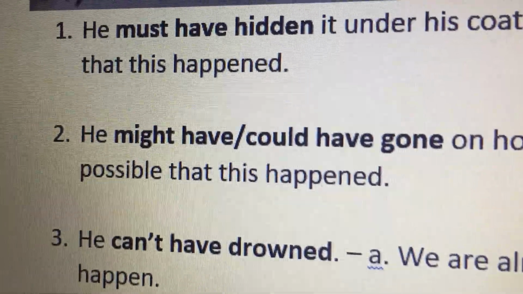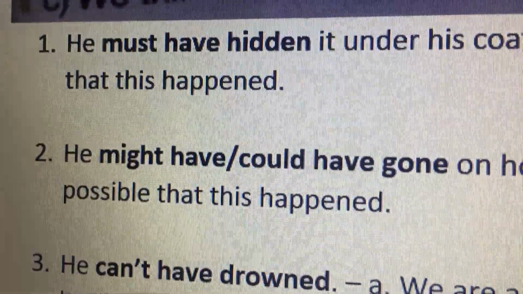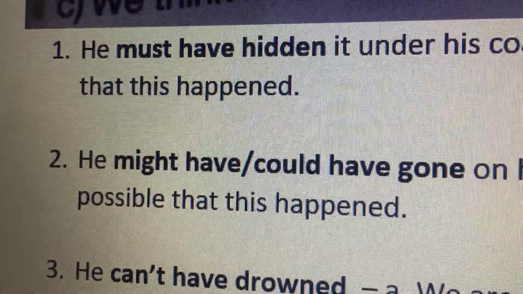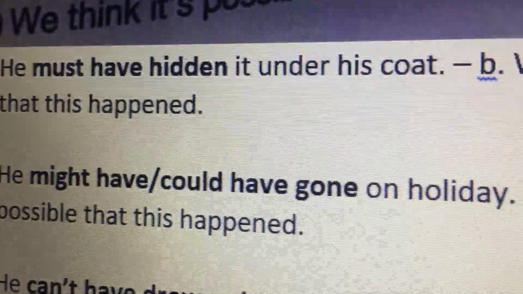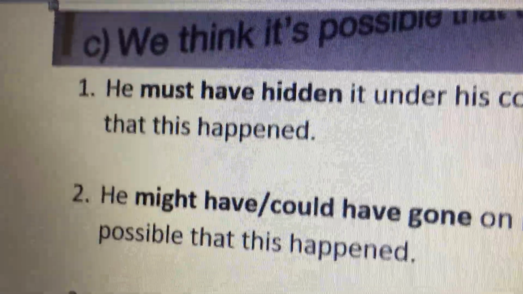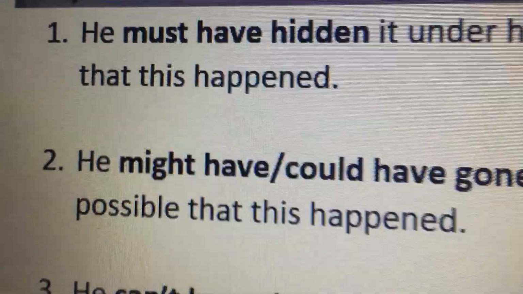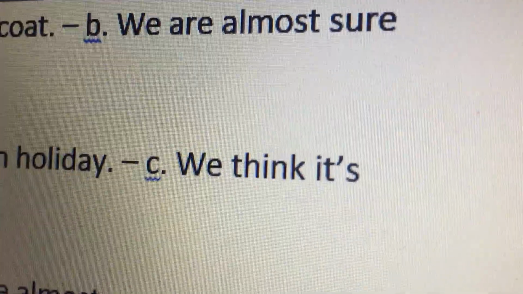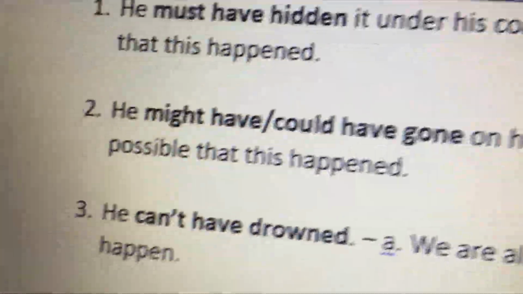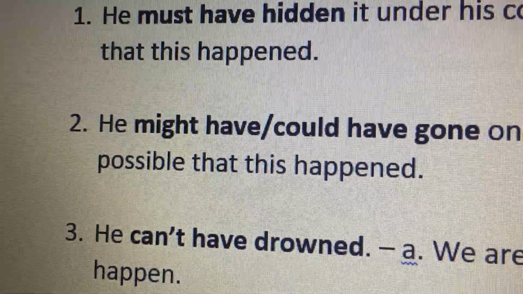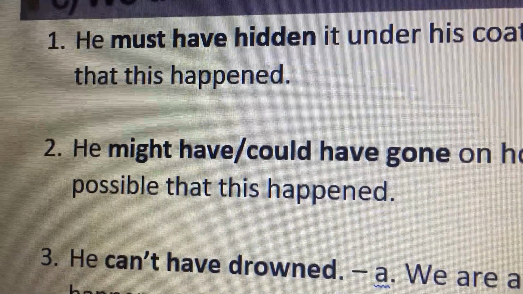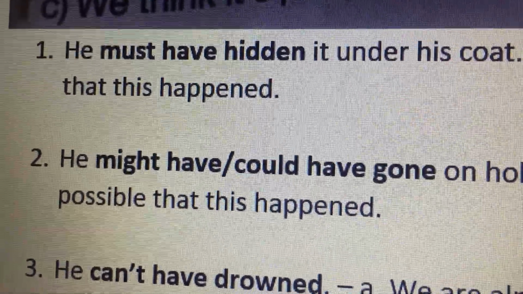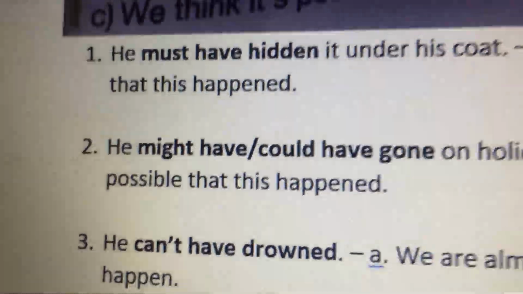Here we have the next example. He might have, could have gone on holiday. We use might have or could have when we think it's possible that this happened. Okay, only when we think it is possible that this happened.